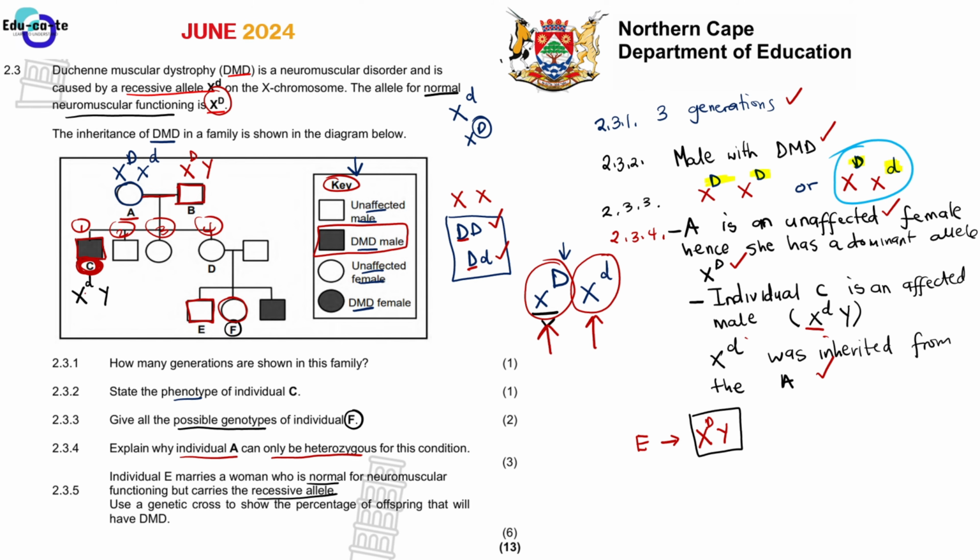So now they want you to use a genetic cross to show the percentage of the offspring that will have DMD. So let's just write down the genotype for individual E and say that individual E has that genotype X with capital letter D and Y because it's a male. So you are going to write this is P1. You write phenotype. The phenotype for the male in this case is going to be a normal male because you saw that individual E does not have the condition. So it's a normal male.